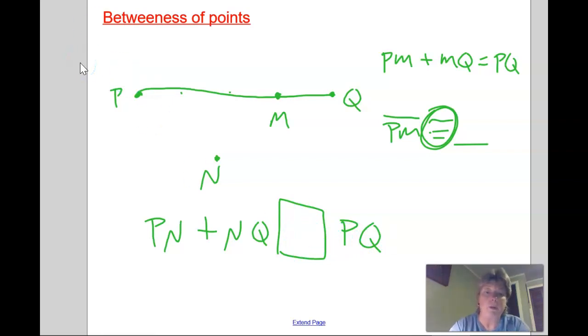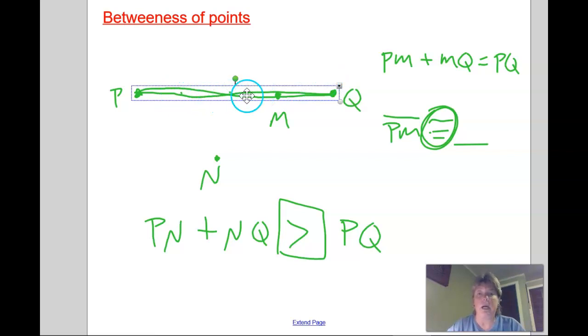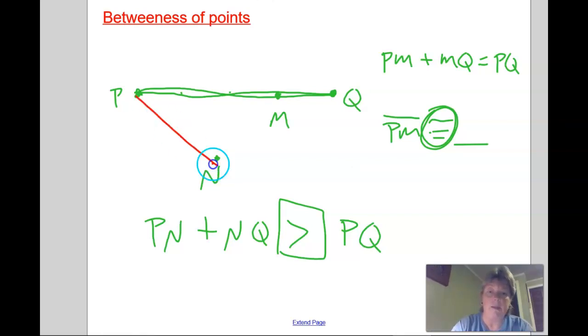Hopefully you chose greater than. If you think about it, if you're going to walk directly from P to Q, the shortest distance between any 2 points is a straight line. If I'm going to walk directly from P to Q, this straight line right here is the shortest distance between those 2 things. If I'm going to go from P out to N and then from N over to Q, that distance is definitely going to be longer than just walking straight from P to Q.